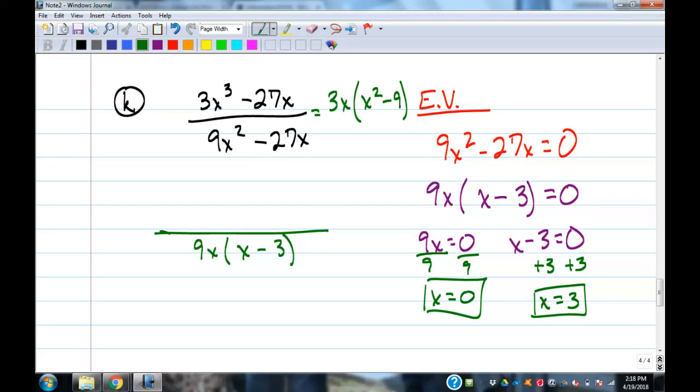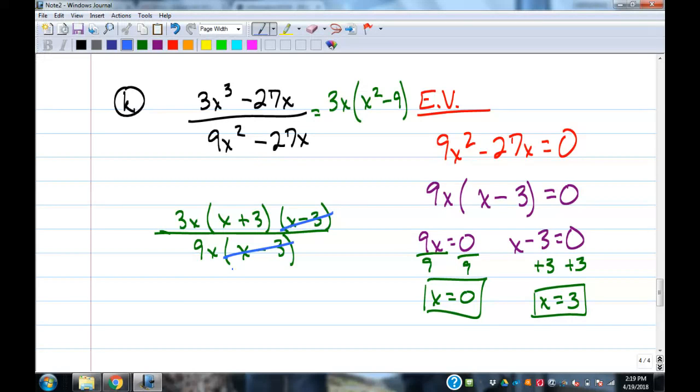What does x squared minus 9 do? 9's a perfect square, isn't it? So isn't x squared minus 9 a difference of squares? And it factors. We got 3x, x plus 3, x minus 3. Those are the factors that make up x squared minus 9. What cancels? X minus 3 cancels.